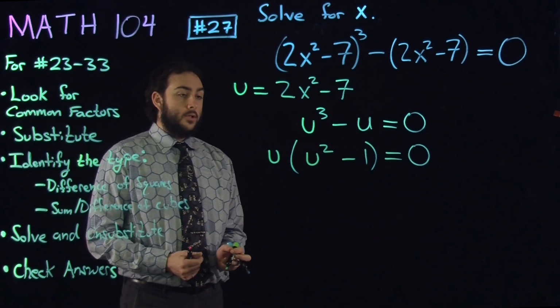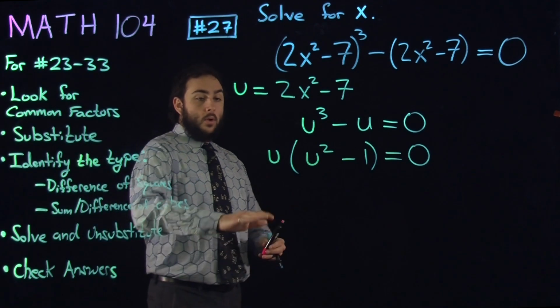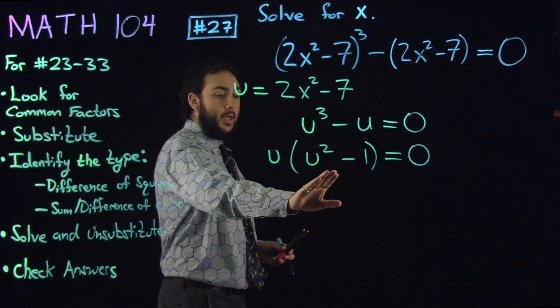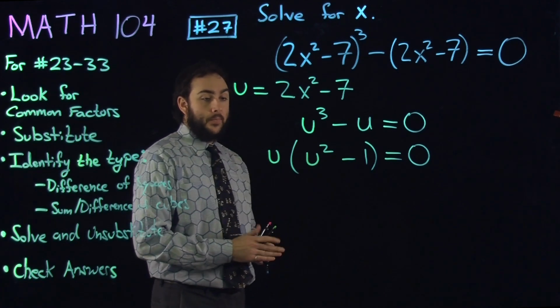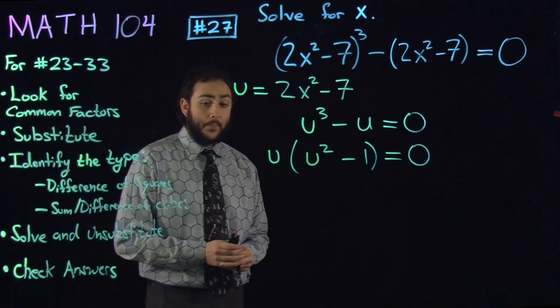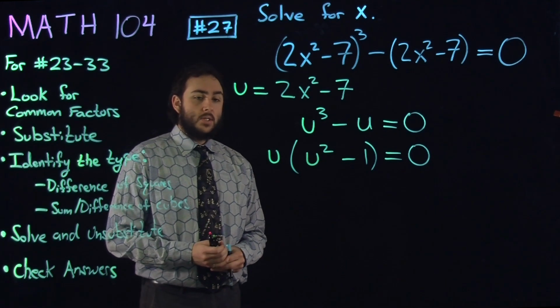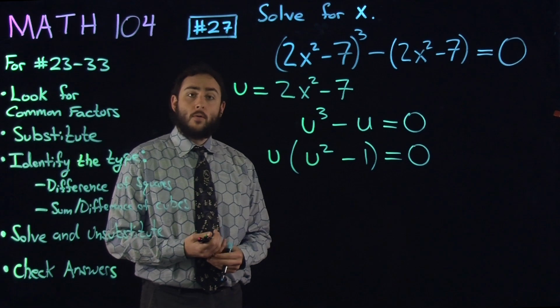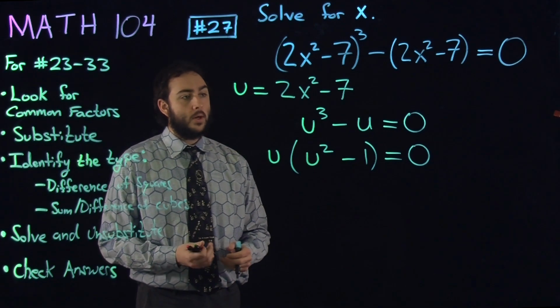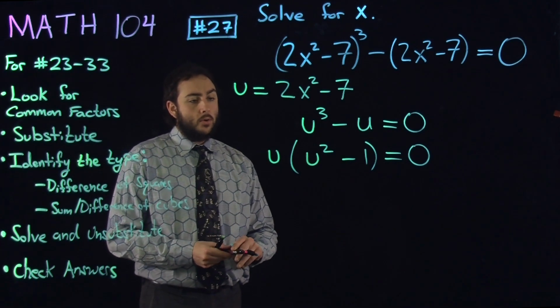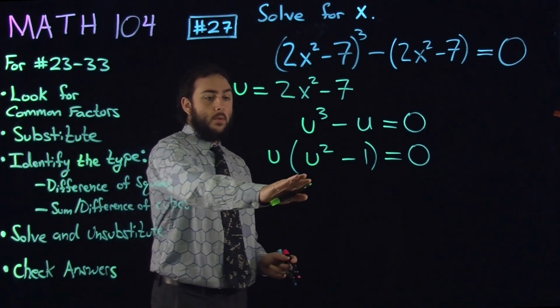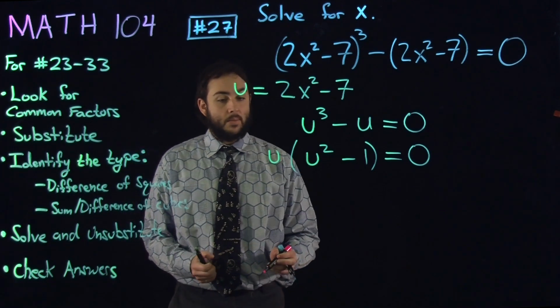Well, what to do now? Let's take a look at this quadratic. Here we have u squared minus 1. And we could use the quadratic formula. That would certainly work, but sometimes that is overkill. It's more work than we need to do sometimes. So notice that this quadratic has the form something squared minus something squared.